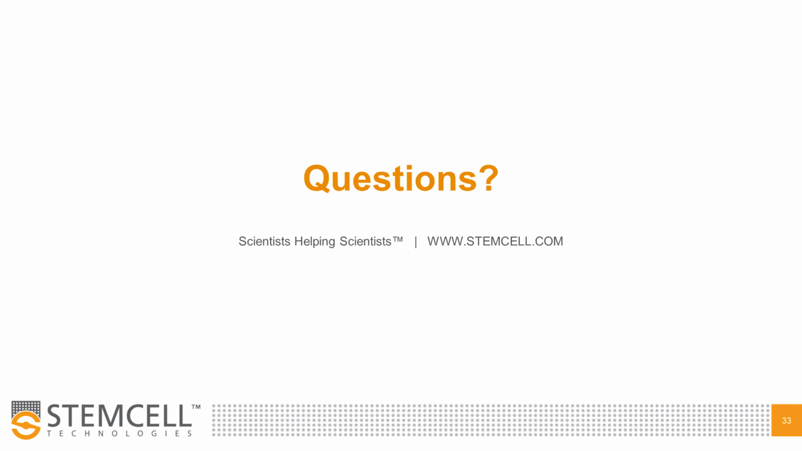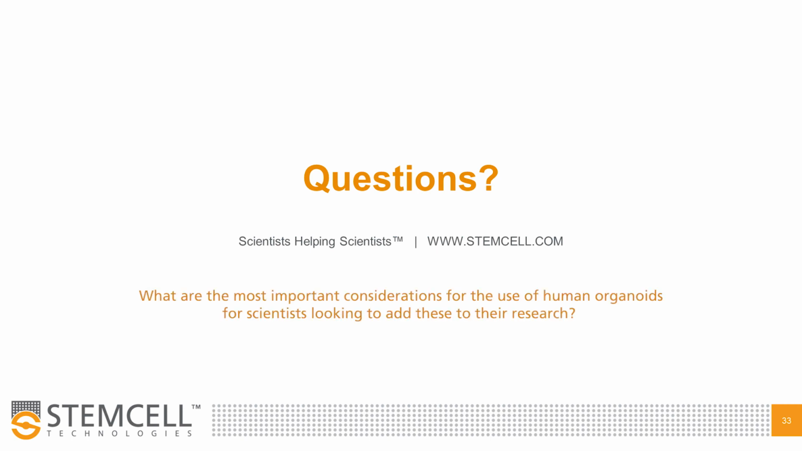We talked a little bit about the ethics of using these cultures. What would be the most important consideration for the use of human organoids for people that are looking to add these to their research? So generally, when working with human biopsies, there need to be ethics review boards that review the processes, and that is something that needs to be done ahead of time. It's definitely a process that can take a few months. So if you're thinking about working with human liver biopsies and deriving your organoids, that's something to think about when getting started as soon as possible.